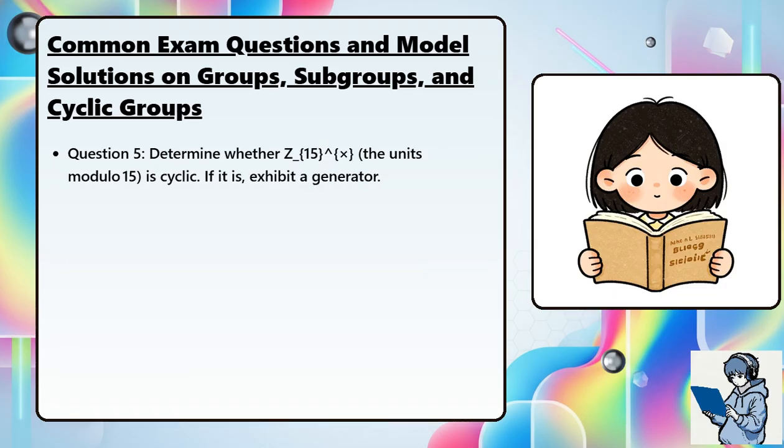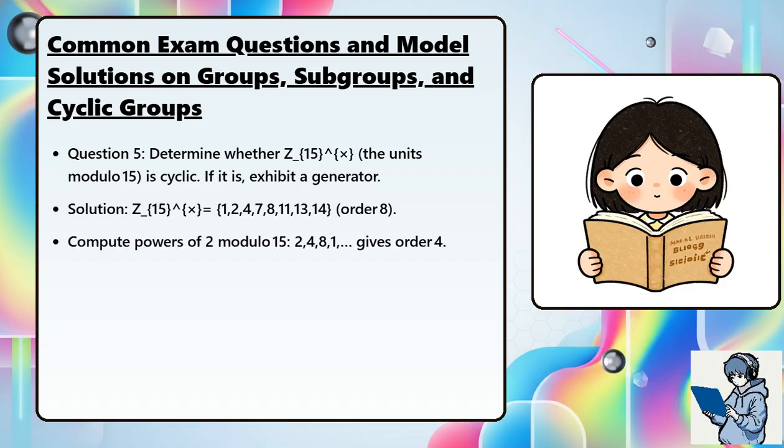Question 5. Determine whether Z15 units, the units modulo 15, is cyclic. If it is, exhibit a generator. Solution: the units of Z15 are the set {1, 2, 4, 7, 8, 11, 13, 14}, order 8. Compute powers of 2 modulo 15: 2, 4, 8, 1 gives order 4. Try 7. 7^1 = 7, 7^2 = 4, 7^3 = 13, 7^4 = 1, order 4.